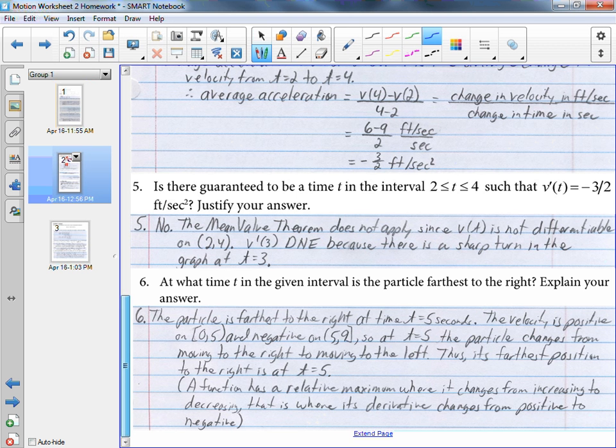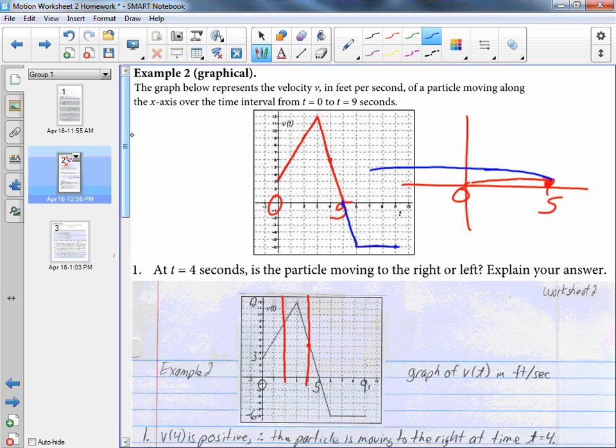So we can ignore the whole motion talk and treat our graph as the derivative of the position function. Okay? And where do maximums occur? Where the derivative changes from positive to negative. So the maximum position had to occur where the derivative changed from positive to negative.